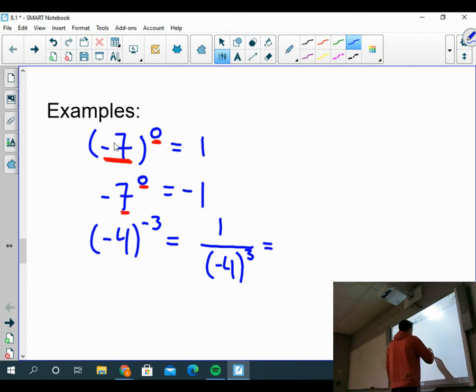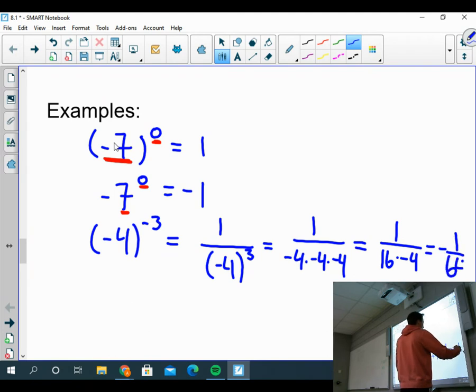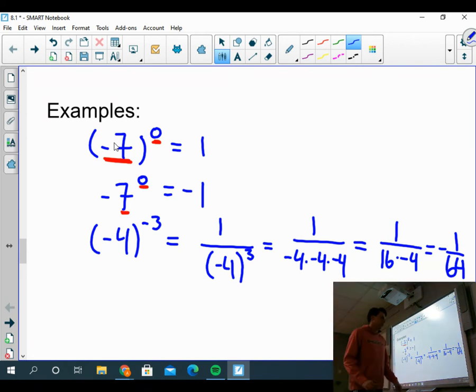And then again, we're just going to think about what does -4 to the 3rd power mean? Well, it means we have 3 -4s multiplied together. And again, we know -4 times -4 would be +16. And 16 times -4, that would give us -1 over 64. You could also think about this as 1 over -64. They're the same thing.